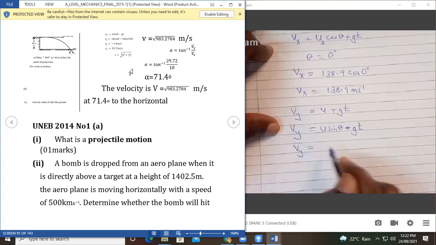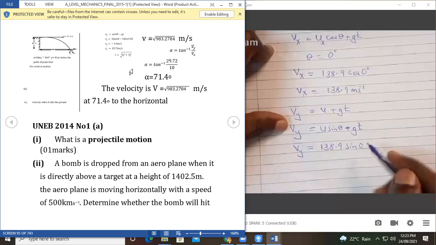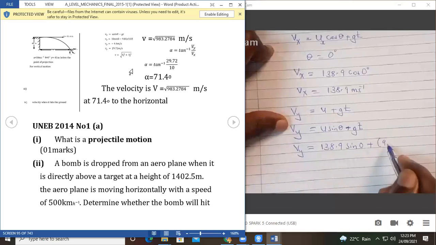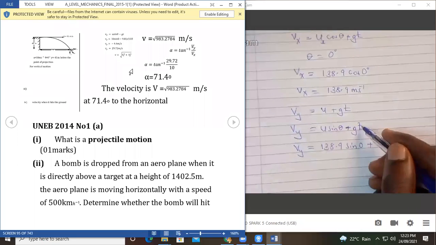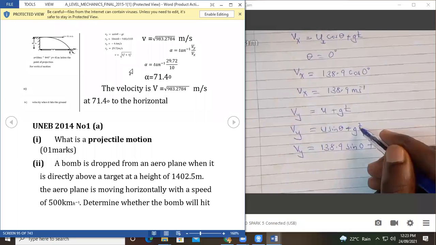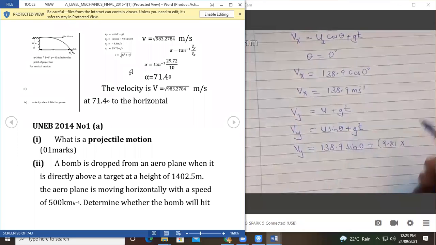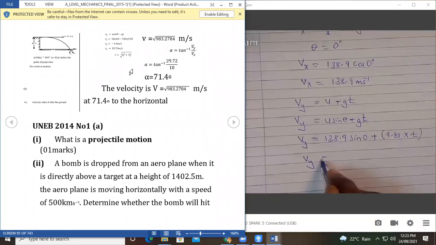So Vy is equal to our initial velocity, 138.9 sine 0. What is sine of 0, members? It is 0. Plus 9.81 times what? What is the time? The time that you have got. So you multiply by that time. I have not calculated that because I told you to do it. So our Vy will be equal to g times t.